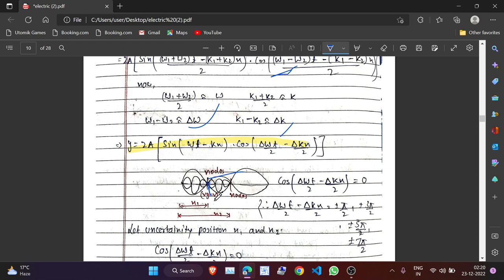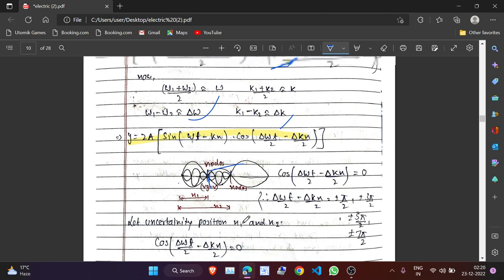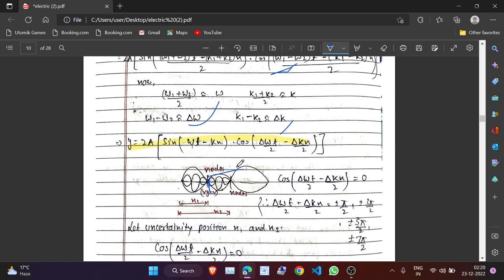In this place, the group velocity is equal to the particle velocity. What does it mean? It means that the velocity of the wave is equal to the velocity of the particle. If we suppose that this distance is x1 and the other node which is formed is x2, then we can clearly see that in the next equation.